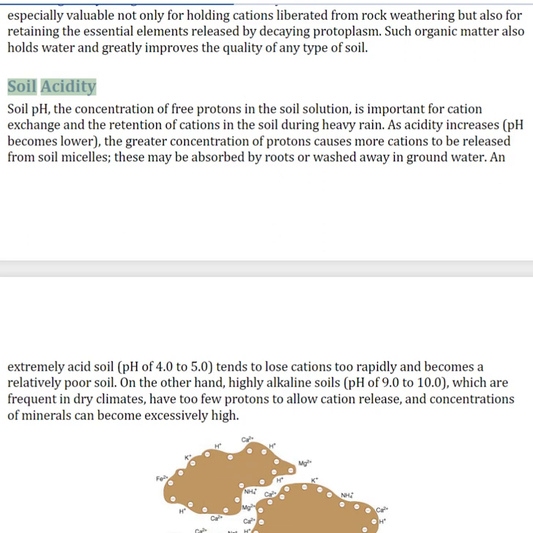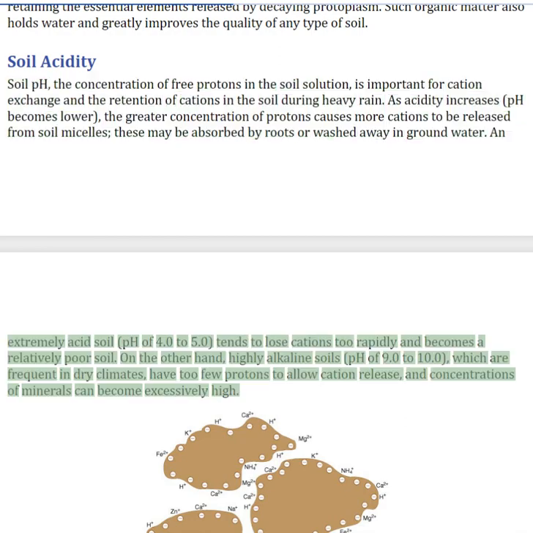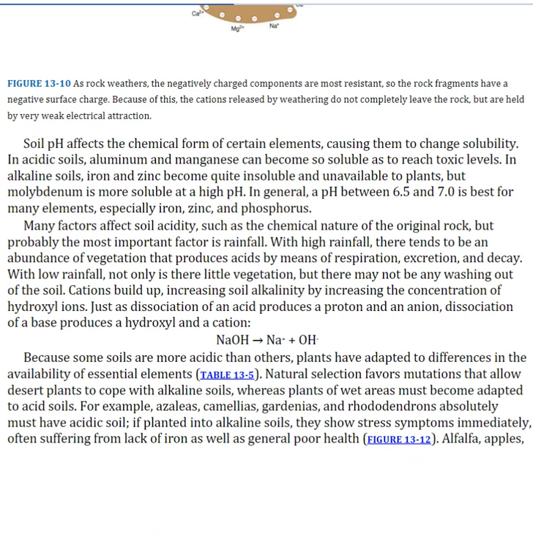Soil acidity. Soil pH, the concentration of free protons in the soil solution, is important for cation exchange and the retention of cations in the soil during heavy rain. As acidity increases, the greater concentration of protons causes more cations to be released from soil micelles. These may be absorbed by roots or washed away in groundwater. Extremely acid soil tends to lose cations too rapidly and becomes a relatively poor soil. On the other hand, highly alkaline soils, which are frequent in dry climates, have too few protons to allow cation release, and concentrations of minerals can become excessively high.